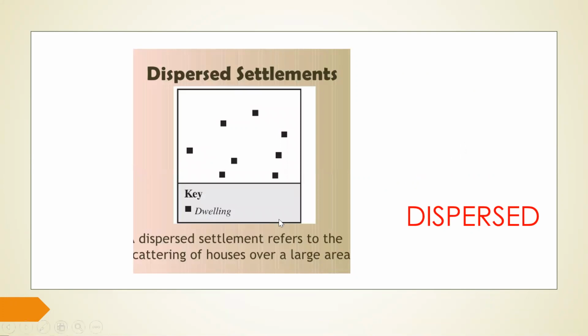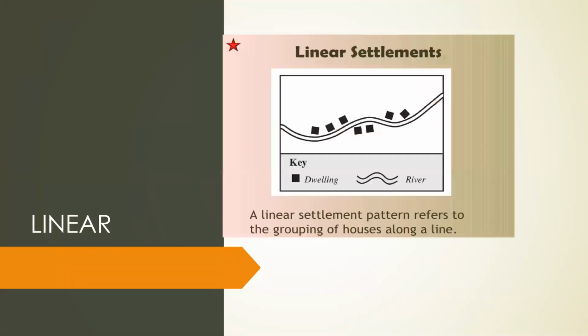Dispersed settlements refer to the scattering of houses over a large area. From the word itself you can understand, it's not very close, it's dispersed, further apart. It's a scatter of houses over a large area. We can see this type of dispersed settlement mainly in remote areas, where transportation availability is very less and occupation availability is very less. This is the second pattern of a settlement. The next one is linear settlement.